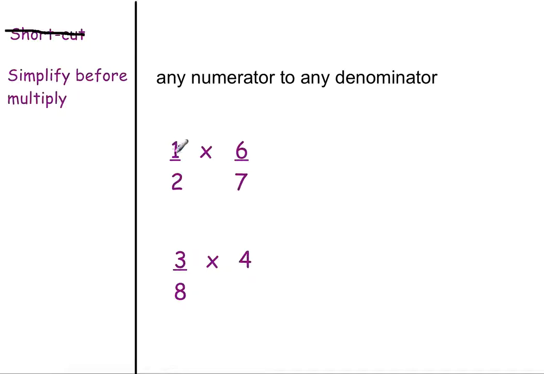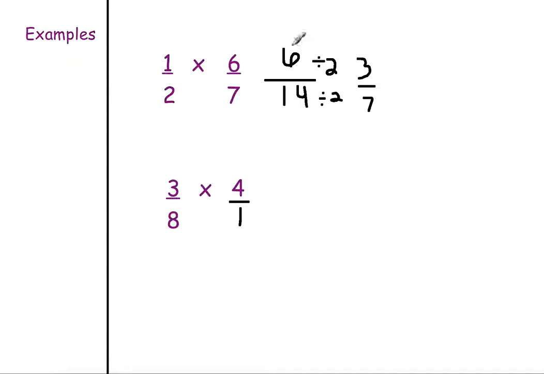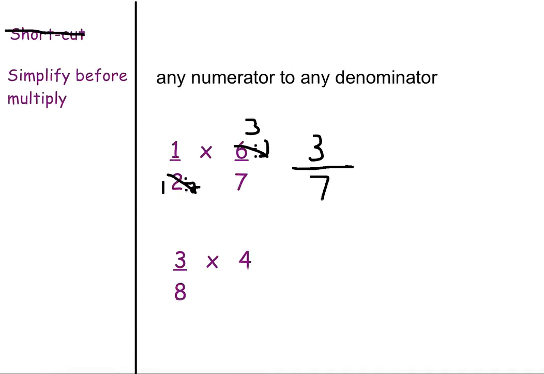Now I look at this numerator to this denominator, 1 and 7. Can they be simplified? The answer is no. Now I look at 6 and 7. They cannot be simplified. But 6 and 2 can, this numerator to this denominator, if I divide them both by 2. Cancel, cancel. I'm left with 3, and now I'm left with 1. 1 times 3 is 3. 1 times 7 is 7. I get 3/7, and that's what I got right here when I multiplied and then simplified. But we're going to always simplify first.